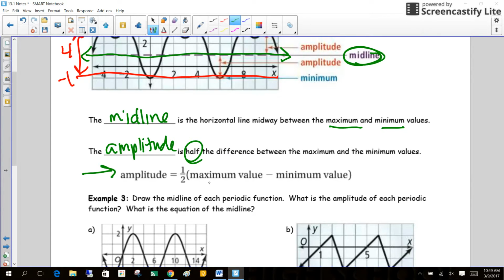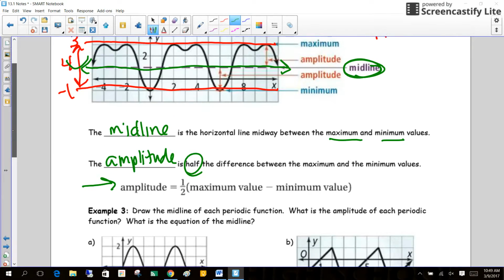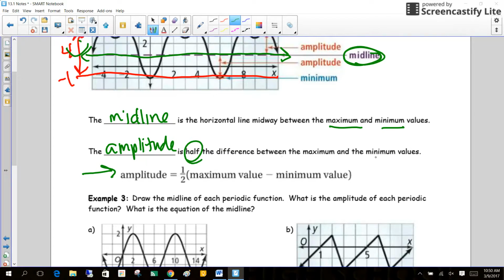So you can think about it like this. Find your maximum value, which in our example above was 3. And the minimum value, which in our example above was -1. So technically we could have taken 1/2 times 3 minus a -1, and that's where we got the 2 that we were talking about earlier.